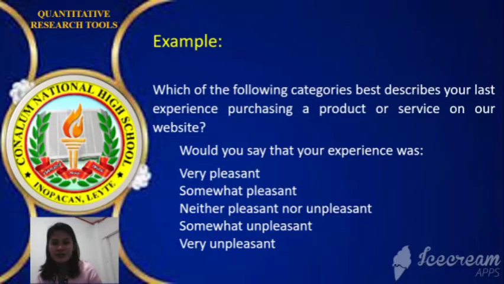Like for example, you are ordering, which is very common, ordering in Shopee or Lazada, a curtain. And then you are asked, how was the experience in ordering from Shopee or Lazada? So you could say, I am experiencing very unpleasant product or service from this courier. That is simply a rating scale. You have to choose if that is very pleasant, that is good, that's very good, or if not. So that is a rating scale.